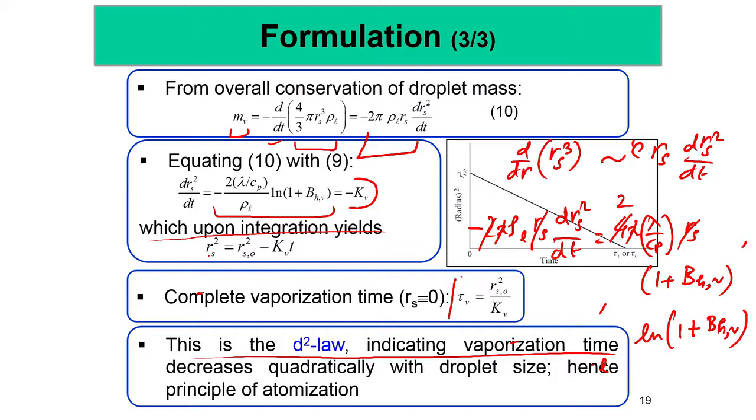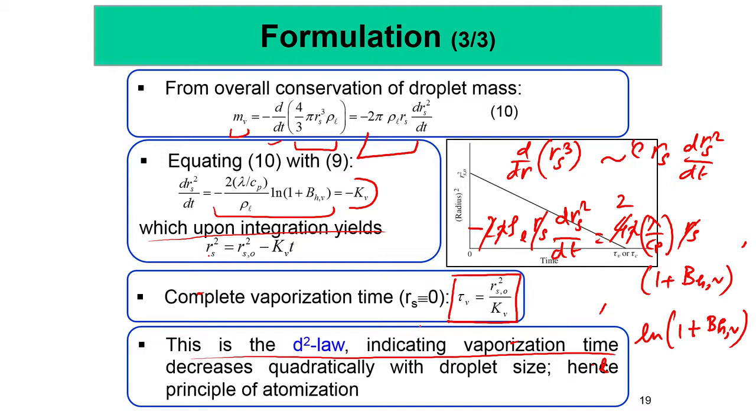So this is the thing, that the time scale or the time for the complete vaporization is essentially equal to the radius square, the initial radius of the droplet square, divided by the Kv, the droplet vaporization constant. So the time changes quadratically.